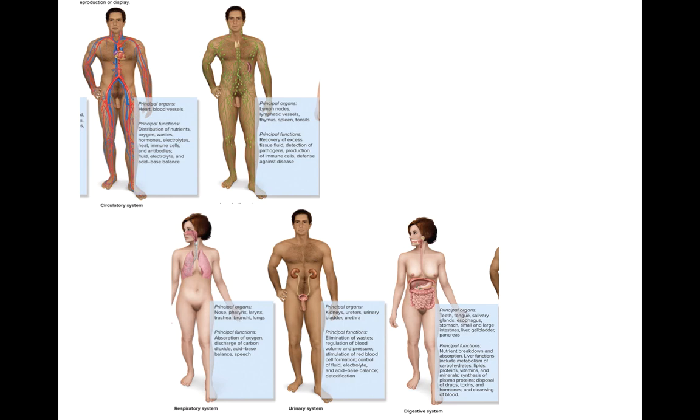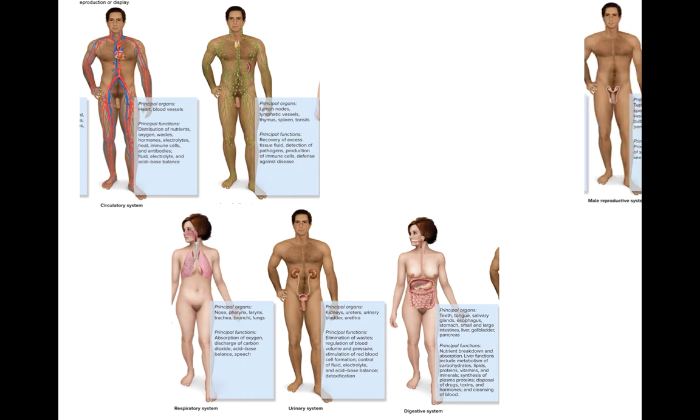So the respiratory system is going to deal with oxygen and carbon dioxide. The urinary system is a major player in homeostasis. And the digestive system is how we're going to bring in our nutrients. But they all have to get rid of waste products, along with the integumentary system. Sweat is a waste product.